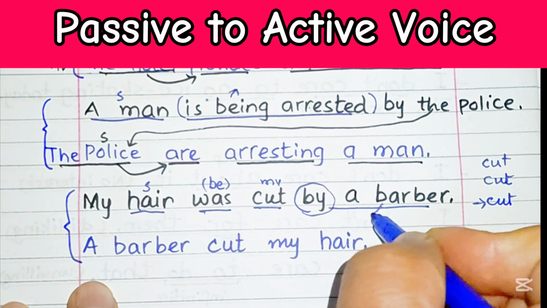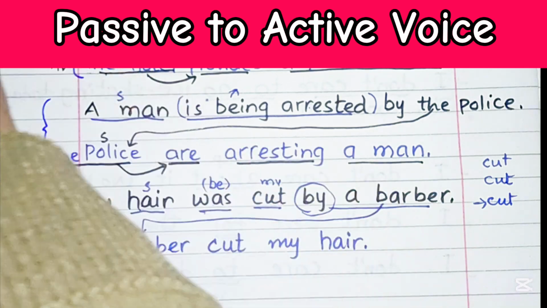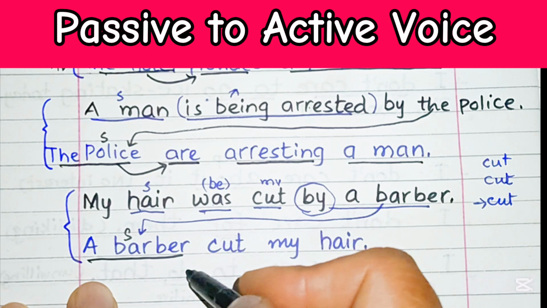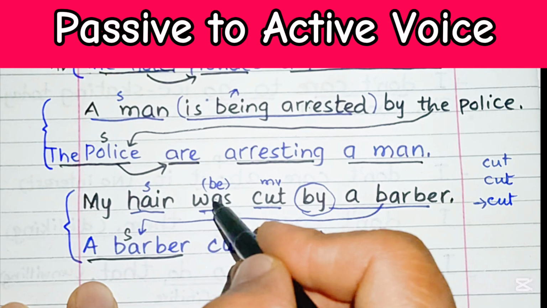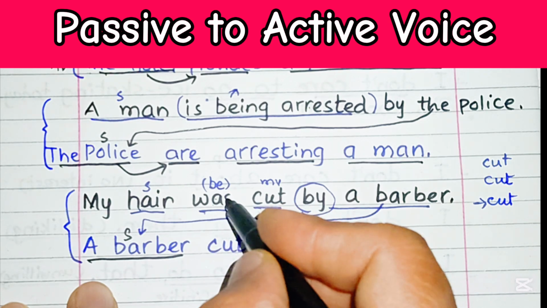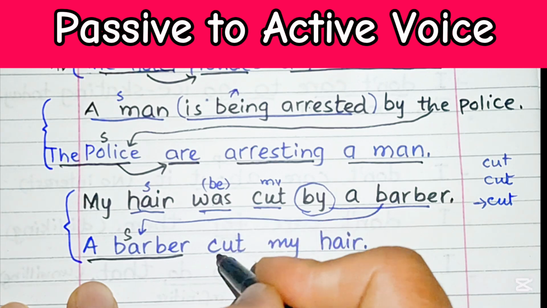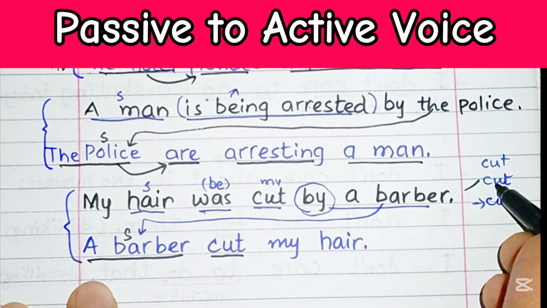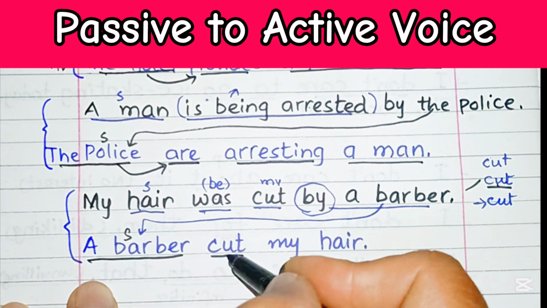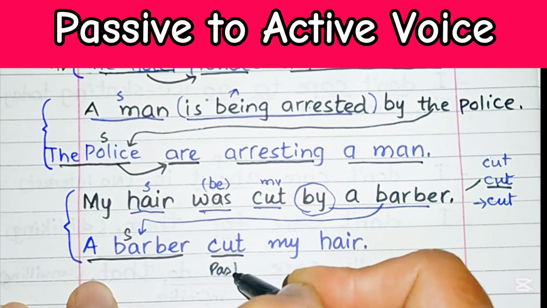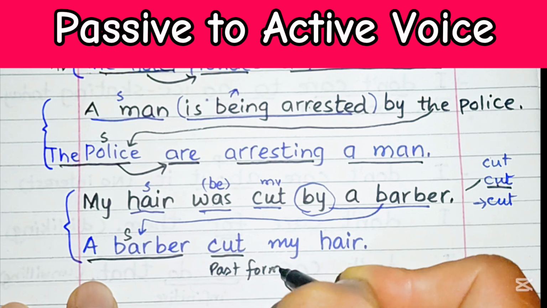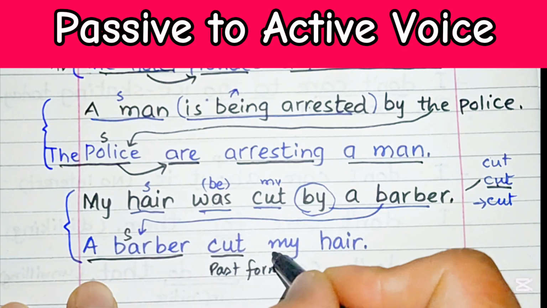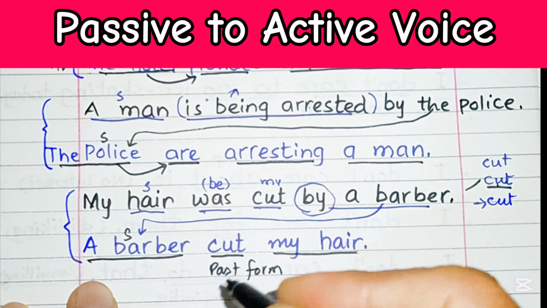Take the word barber, right from here to here, and put it right in the beginning, a barber, which is a new subject, and this is in past tense. The passive voice was in past tense, so write the past form of the simple form cut, and then this is the past form, a barber cut. This is the past tense of cut, and then my here will be positioned right here.